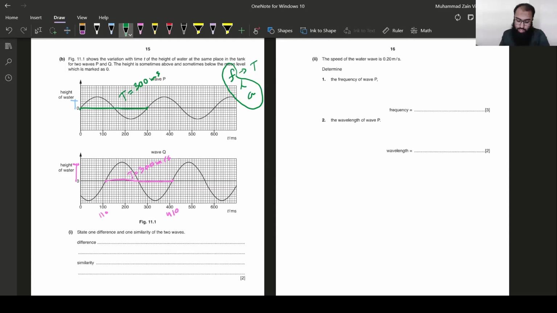The next part: the speed of water they've given us, determine the frequency. I just found out the time period, so we could just do 1 over time period, and we get the frequency. The next part, the wavelength of wave p. For the wavelength, I could simply use the formula speed over frequency equals wavelength.